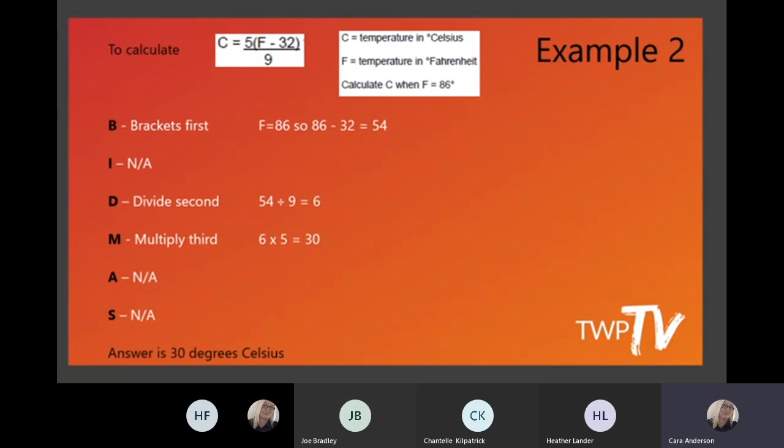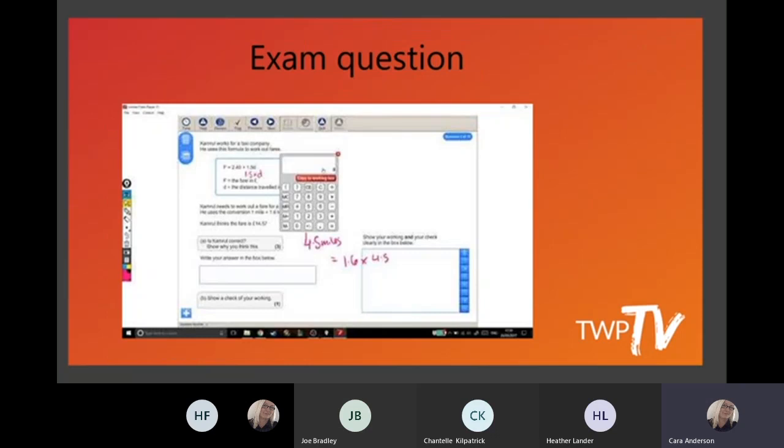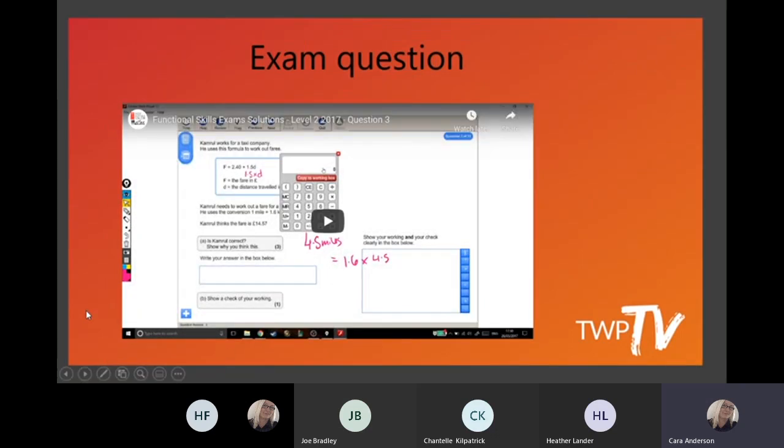Any questions so far on any of the rules, BIDMAS or BODMAS? Okay, good. I'll take that silence as a good sign, and that is pretty self-explanatory. It's pretty straightforward. Remember the rules, remember BIDMAS or BODMAS, and you should be able to do that no problem.